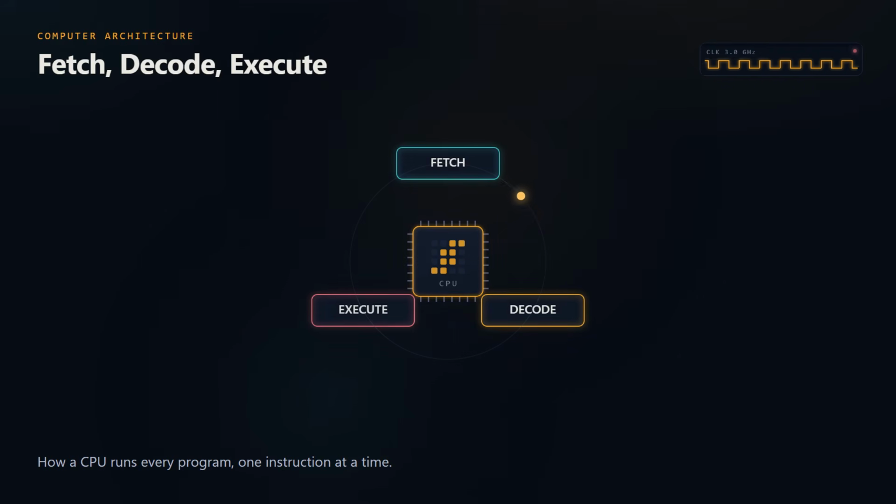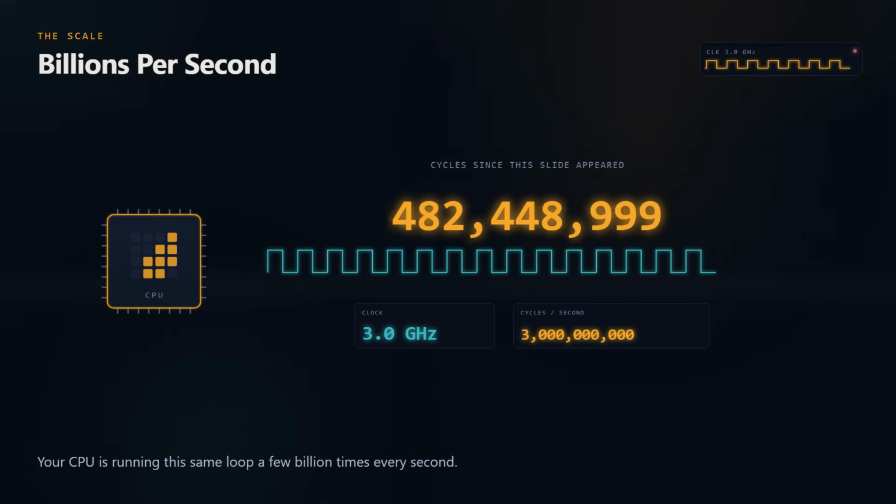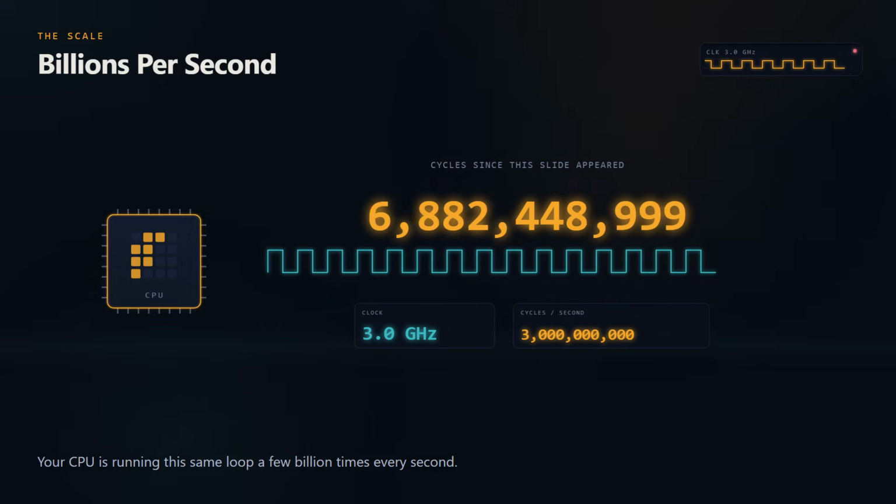Right now, inside the device you are watching this on, a tiny machine is following the same 3 steps, over and over, billions of times a second. Let us slow it all the way down and watch it work. This is a processor, the brain of any computer.